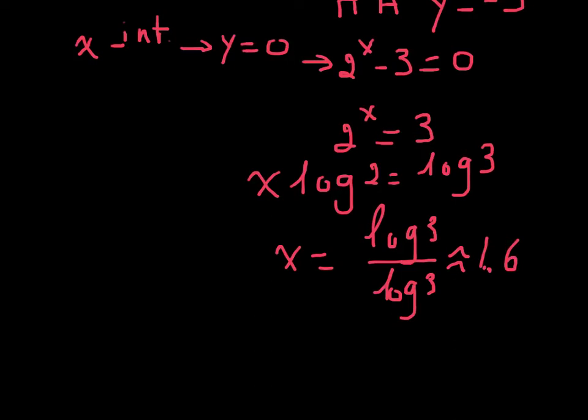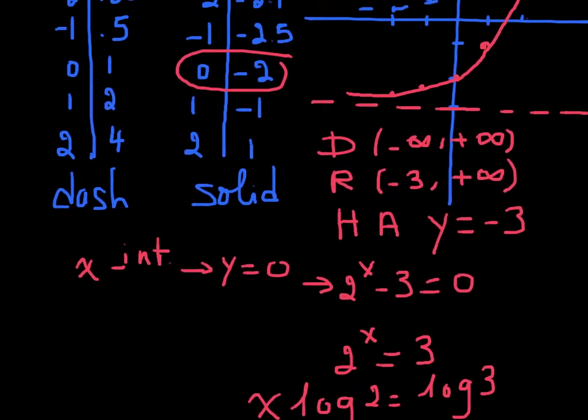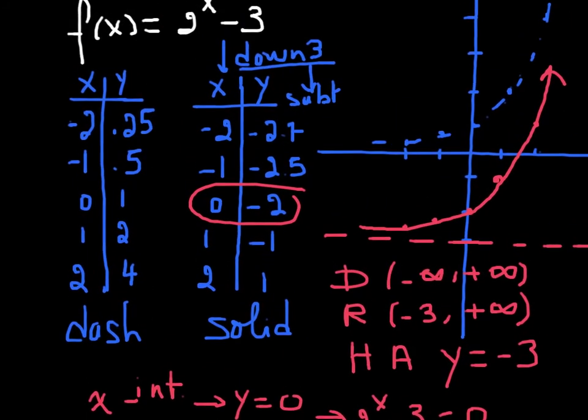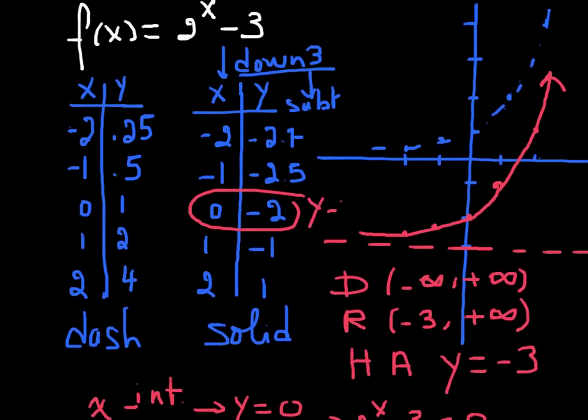And then the y-intercept, as you can see from the graph, is right over here. This is the y-intercept. I don't need to do it. The x-intercept was a little bit over 1.6. And this is going to be my y-intercept, which is already in the graph.